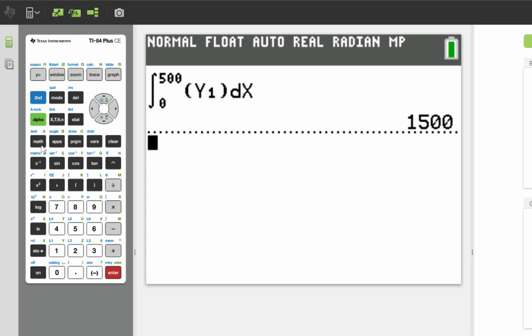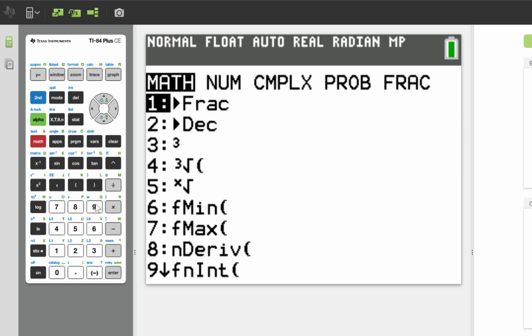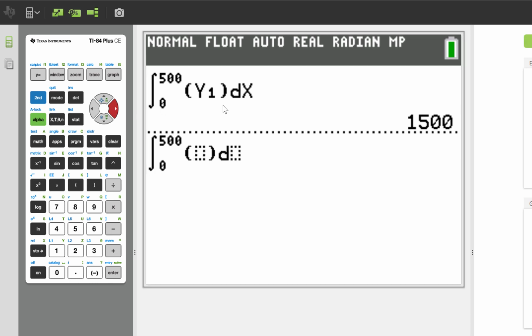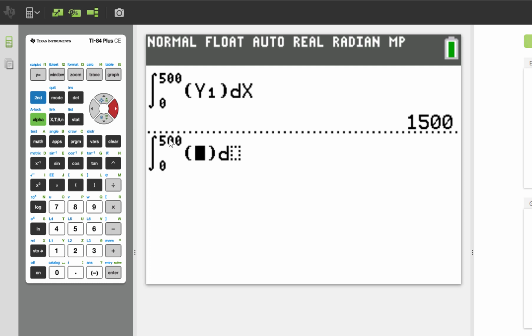Let me show you another way you could do this. If we press the math button again to get that number 9 option, press 9. And we could still put in our upper limit and our lower limit exactly the same as we did before. So it's an integral from 0 to 500. And then when you press the right arrow key to get into the parentheses, instead of going to the vars button and pressing in y sub 1, you can also just type in your function directly into this integral as the integrand. So I'm going to do that.